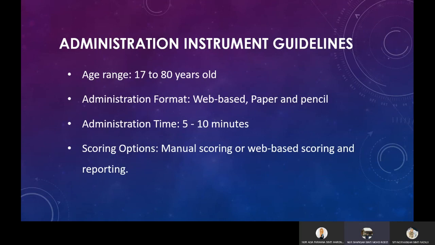Next slide. In this slide, this inventory can be administered to individuals with an age range from 17 years old through 80 years old. Administration format: web-based or paper and pencil. Administration time is around 5 to 10 minutes. For scoring options, manual scoring or web-based scoring and reporting. That's all from me. I pass to the next presenter.